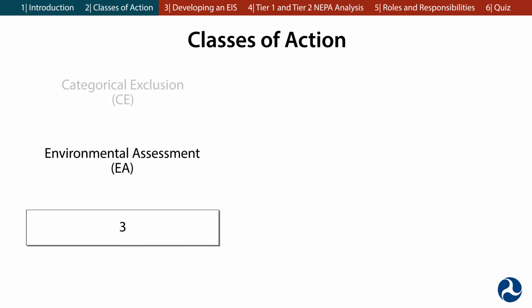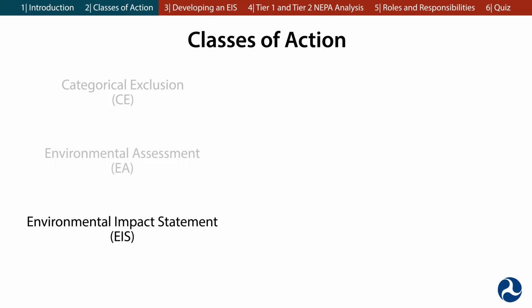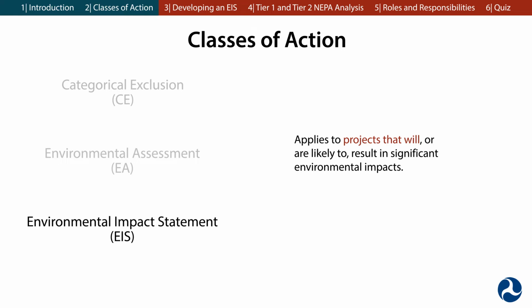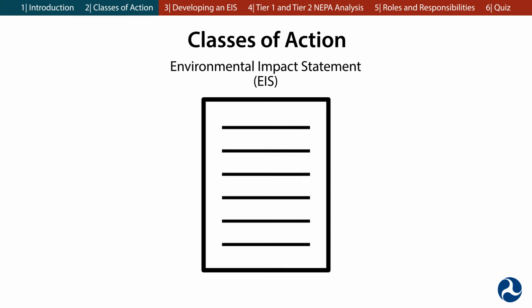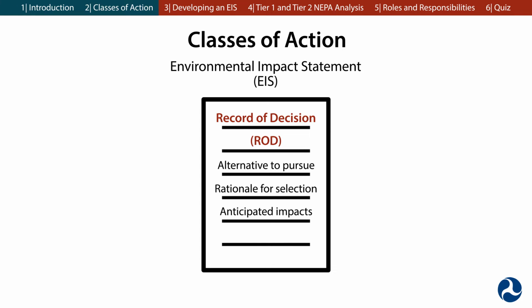This brings us to the final category, the EIS. The EIS applies to projects that will or are likely to result in significant environmental impacts. The EIS is used as a basis for a federal agency to issue a Record of Decision, or ROD, which identifies the alternative that has been selected to be pursued, the rationale for selecting that alternative, the anticipated environmental impacts, and the measures that will be taken to mitigate those environmental impacts.